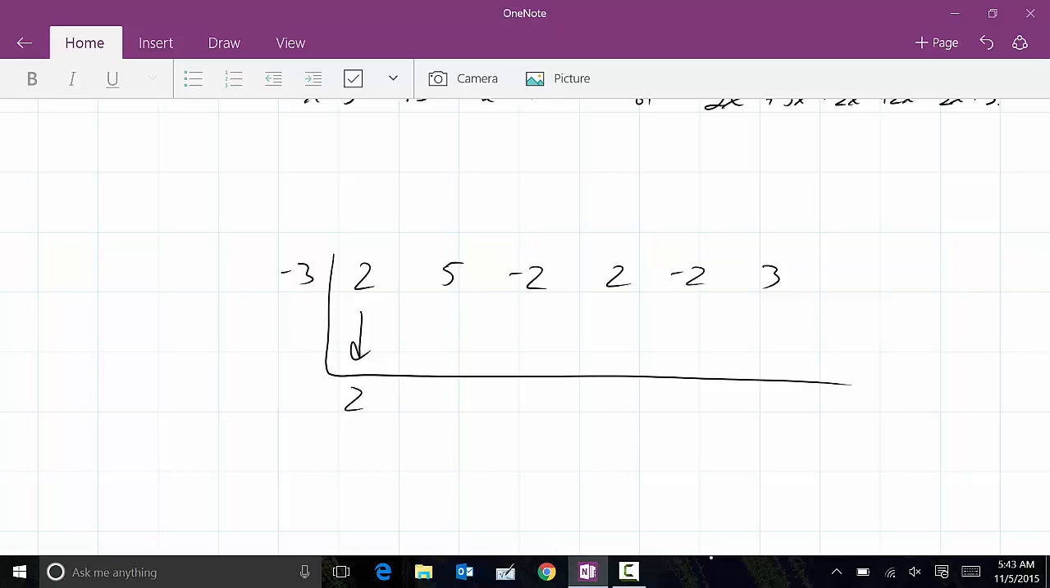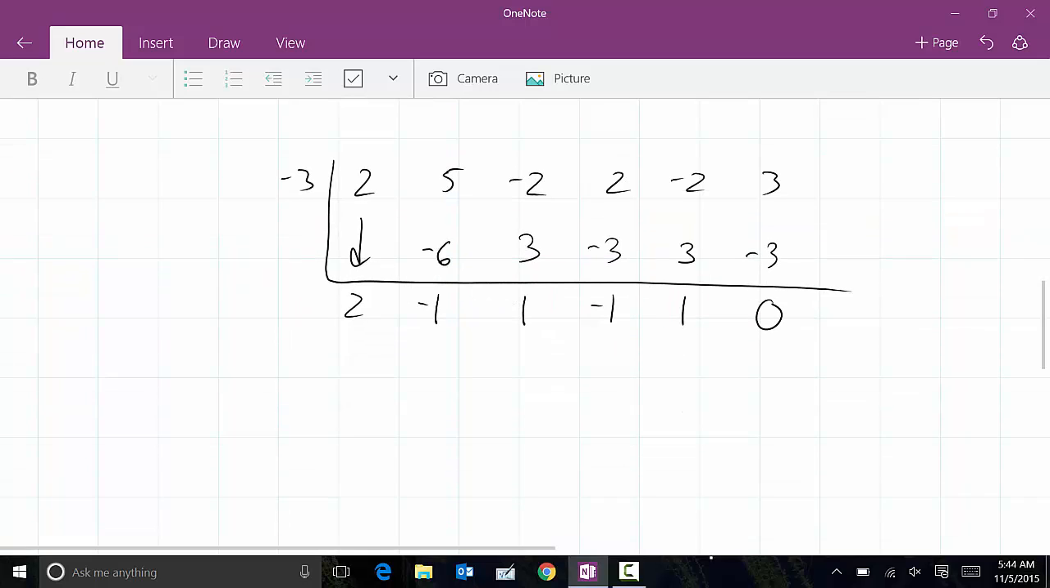We're going to multiply. Negative 3 times 2 is negative 6. So you multiply here, kind of crossways, negative 3 times 2, and that's negative 6, and that's where you put the answer, kind of diagonally. Then we add down. So 5 and negative 6 is negative 1. Then we multiply again. Negative 3 times negative 1 is positive 3. Add down, that's 1. Negative 3 times 1 is negative 3. Add down, that's negative 1. Negative 3 times negative 1 is positive 3, add down, that's 1. Negative 3 times 1 is negative 3, add down, that's 0.